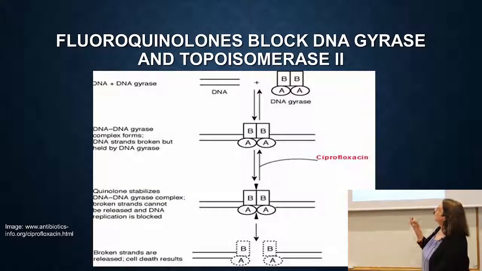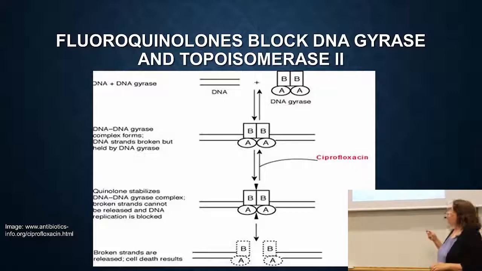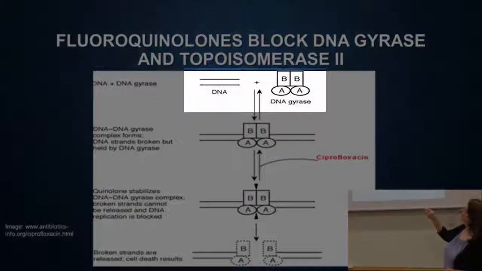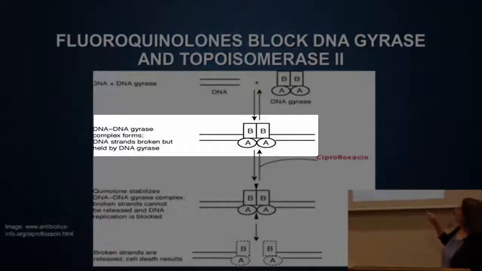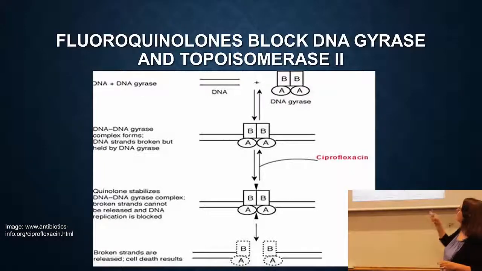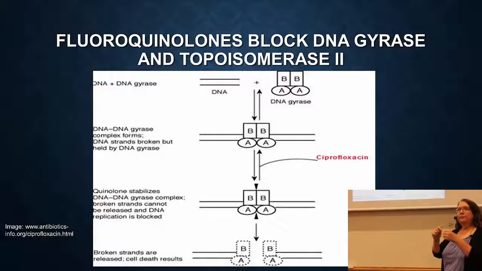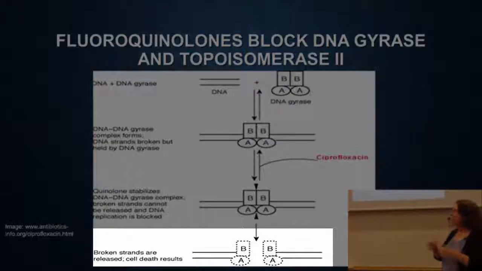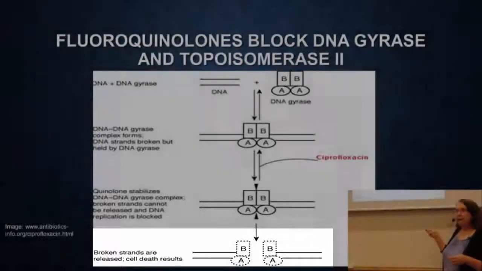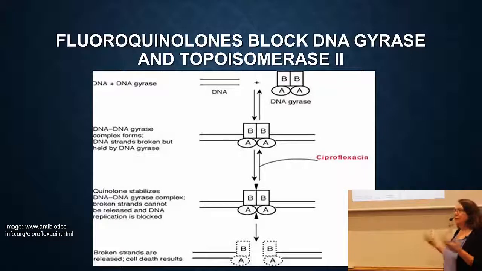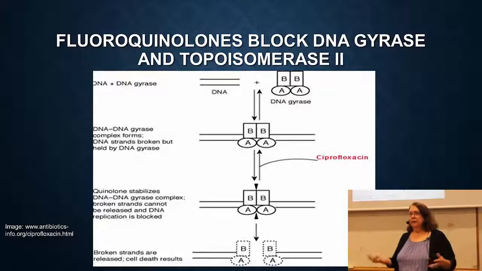One of the antibiotics or classes of antibiotics is called fluoroquinolones. And fluoroquinolones act by blocking DNA gyrase or topoisomerase 2. So what's shown here is the DNA, and here is DNA gyrase. DNA gyrase binds the DNA, and what it's supposed to do is cut, twist, and put it back together. It starts that process by cutting, but a fluoroquinolone like ciprofloxacin binds there and prevents it from putting the DNA strands back together. So in the end, you end up with a double-stranded break in the cell's DNA, and this is usually lethal. So a double-strand break in the DNA means the cell can no longer replicate and live.